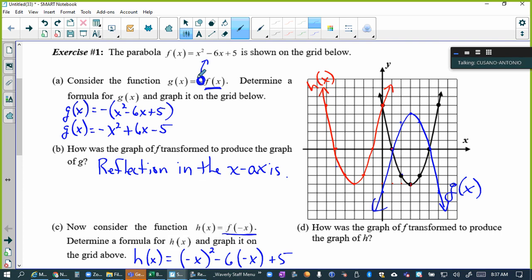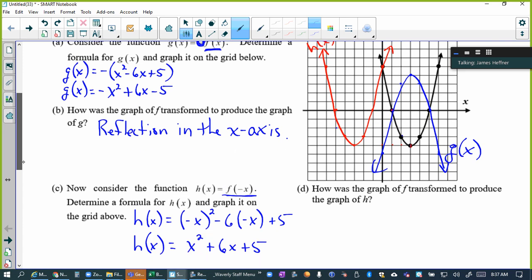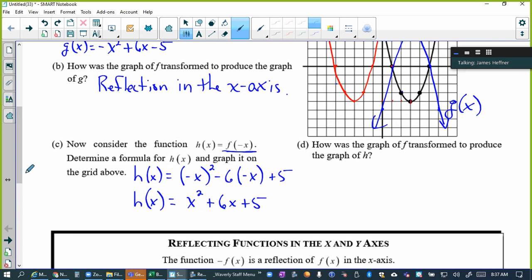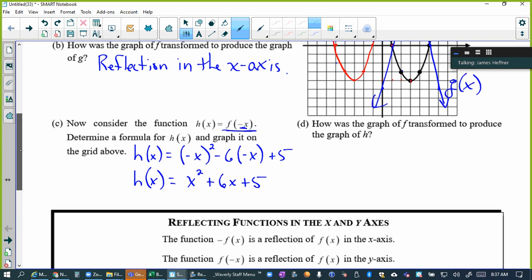So wait, hang on. If I'm multiplying all the y values in that case by a negative number, it's going to the other side of the x-axis, right? And now the other one, if I multiply by the negative inside, I'm changing all the x values, so it becomes a reflection in what? The y-axis. Okay, so we've just worked this out.